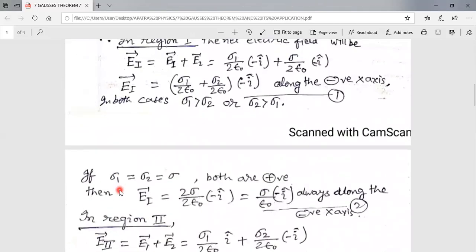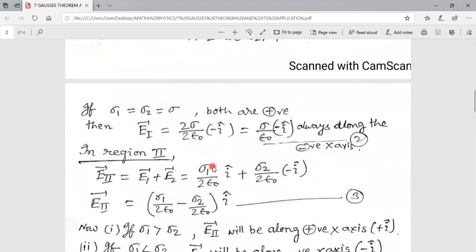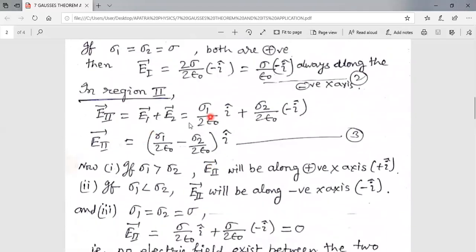Now in the second region, the electric field E1 due to the first charge sheet, due to surface charge density sigma 1, is from left to right, and due to the second it is from right to left. These two are opposite in direction. The resultant E1 plus E2 for the second region is sigma 1 by 2 epsilon naught i cap plus sigma 2 divided by 2 epsilon naught minus i cap.